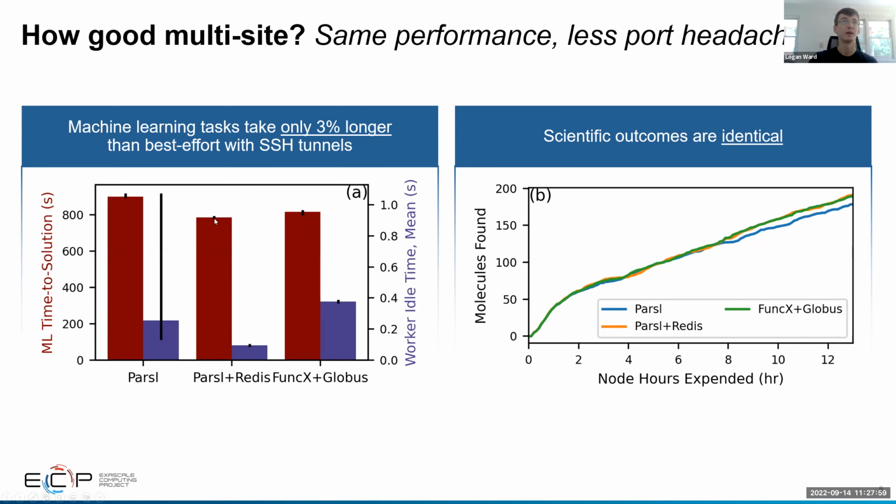For reference, this plot here is showing the makespan of that machine learning task, and we can see it's about 3% longer when using FuncX, and also a measure of how well we keep the workers on that machine learning busy. Only a slight delay for FuncX. What I'm showing on the right is that that 3% difference doesn't really matter. The amount of time that I expend on performing simulation tasks to the number of molecules I find is practically the same between those two examples. So no SSH tunnels, same science, much fewer headaches.